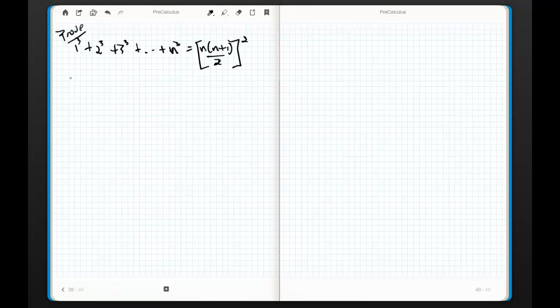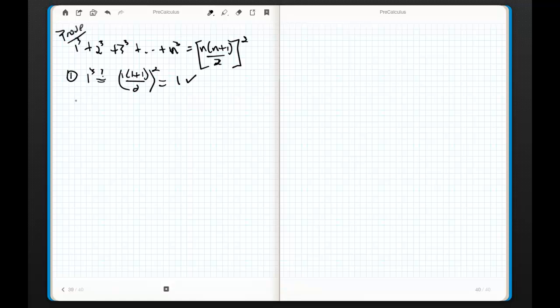All right, so ready? We're going to show it for the first three terms. So part one. Does 1 cubed equal 1 times 1 plus 1 over 2 squared? Well, last I checked, 1 plus 1 is 2, and the 2 is canceling with the 1.